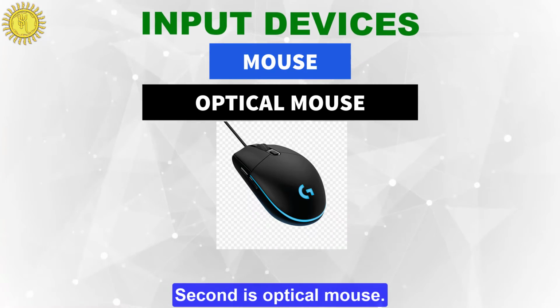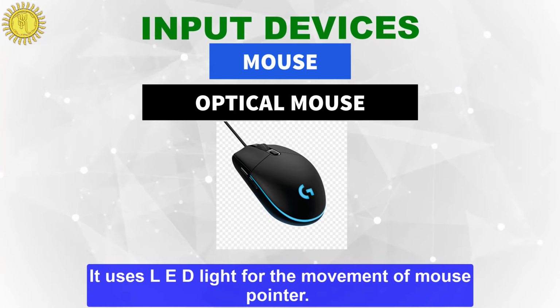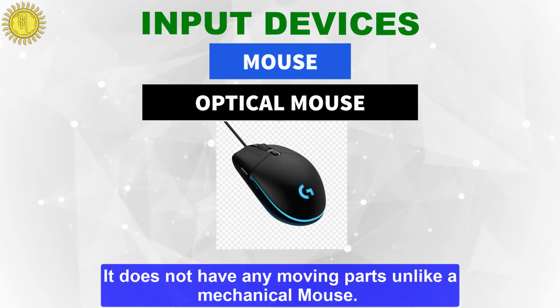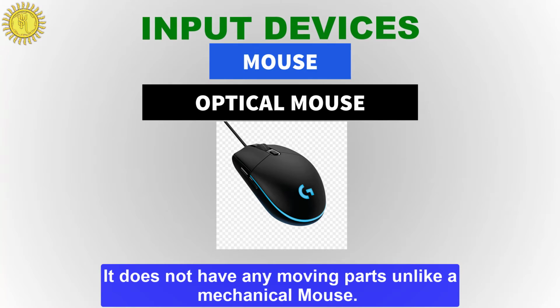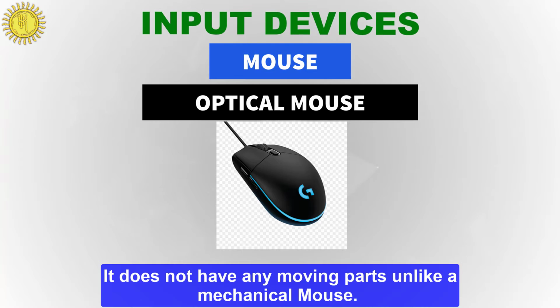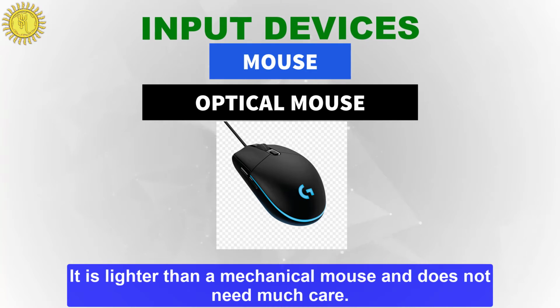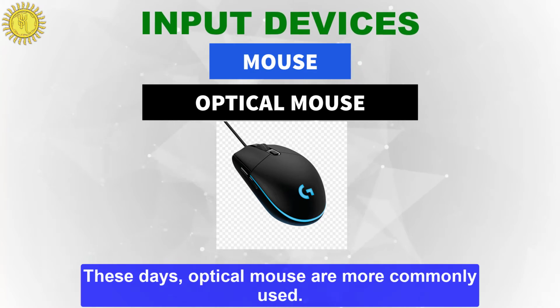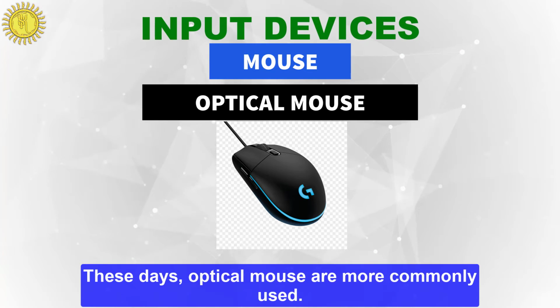Second is optical mouse. It uses LED light for the movement of the mouse pointer. It does not have any moving parts unlike a mechanical mouse. It is lighter than a mechanical mouse and does not need much care. These days, optical mice are more commonly used.